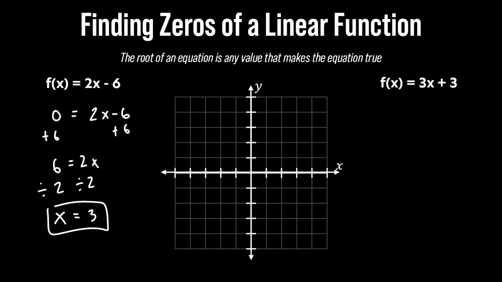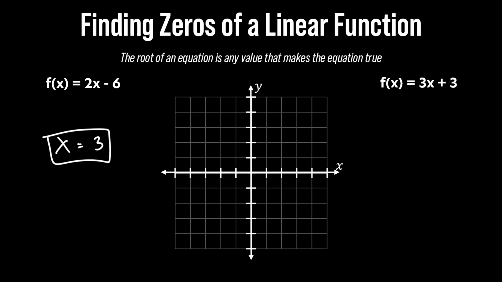So if we know x is equal to 3, which is here, this is where the line intersects the x-axis. And sure enough, if we were to graph this out, negative 6 would be down here, but we increase by 2, like this. The line would look something like this. So let's find the root of the second equation by instead graphing it.